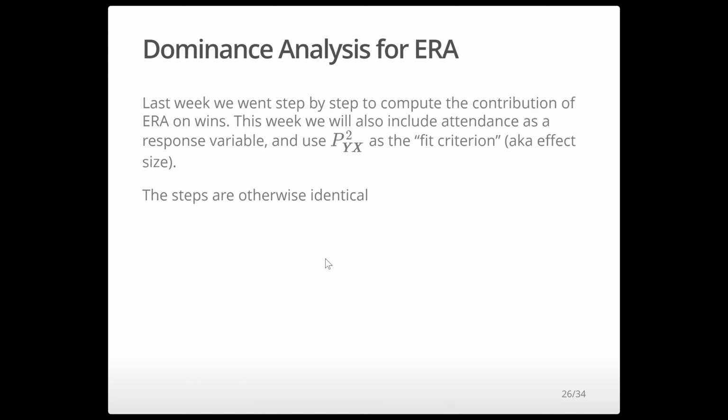So last week, we went step by step to compute the contribution of ERA and wins. This week, we also include attendance as a response variable. And we're going to use p squared as the fit criteria, which is the relevant effect size. But the steps here are otherwise identical to what we saw last week. We're just going to fit all the subsets of models, compute the deltas, and then average at each level, and then average across levels.